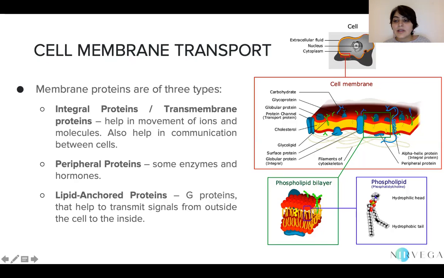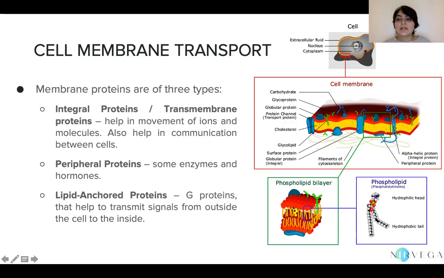And as you can see, these structures that are present, these are the different membrane proteins. As you can see, they are either attached into the membrane like halfway through, or they go through and through. So the movement happens in different ways. First we come to integral proteins, that is transmembrane proteins.